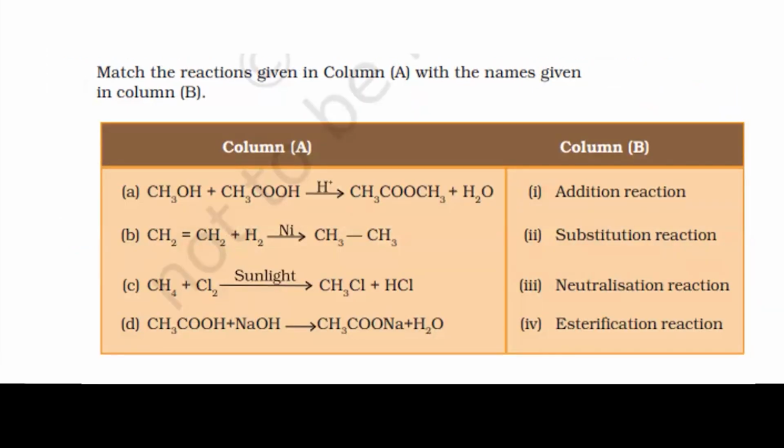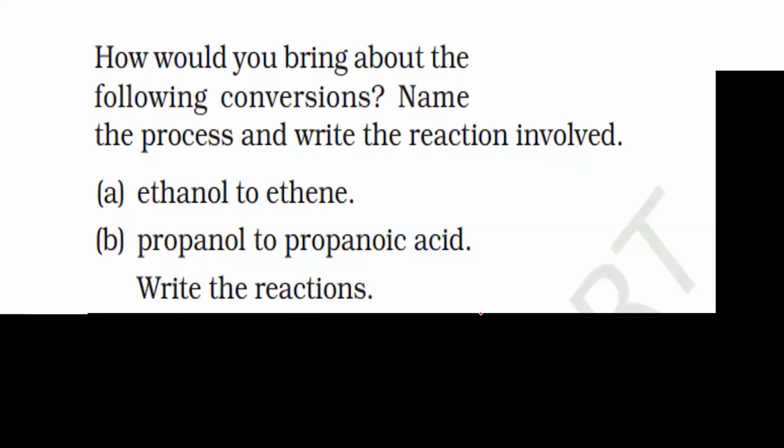Match the following. Alcohol, CH3OH, and an acid are reacting. You will be getting an ester. Which reaction is that? Yes, esterification reaction. And here, hydrogen is added to the double bond, and the double bond is getting converted to a single bond. So this is what? Addition reaction. And here CH4 plus Cl2 gives CH3Cl, substitution, right? One hydrogen is substituted by chlorine. Next is CH3COOH plus NaOH, an acid and a base reacting. Yes, neutralization reaction. Okay, now the next question.